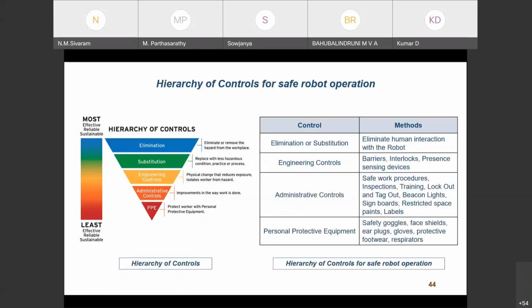As simple as that, you can say the hierarchy of controls is again applied to safe robot operation. As I told you, elimination or substitution means eliminating human interaction with the robot. You cannot eliminate, you can minimize. That is what is possible. So after minimizing the human interaction, you go for engineering controls, that is the barriers, interlocks, presence sensing devices. Then you come to the administrative control, which I have seen now: the beacon lights, signboards, restricted space paints, labels. You give proper training to the operators, safe work procedures, documents detailing the safe work procedures, and lockout tagout processes. All these things you can formulate as the hierarchy of controls for a safe robotic operation.